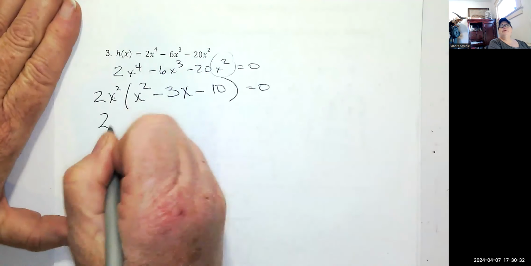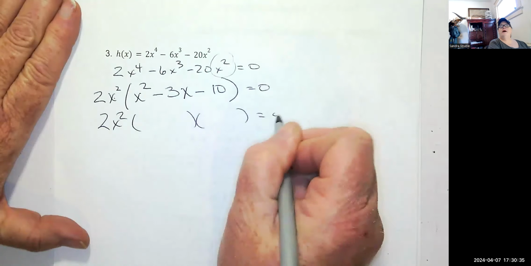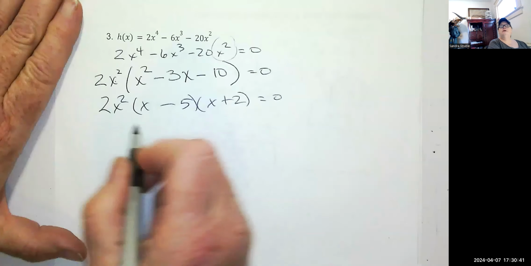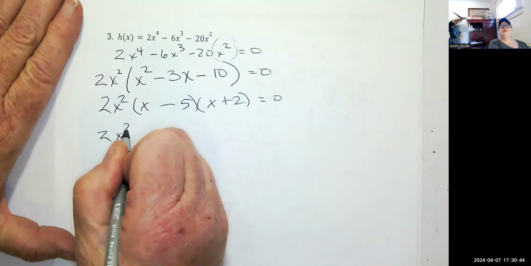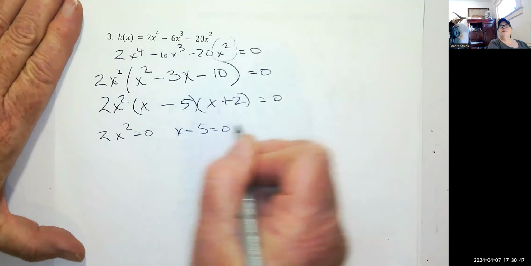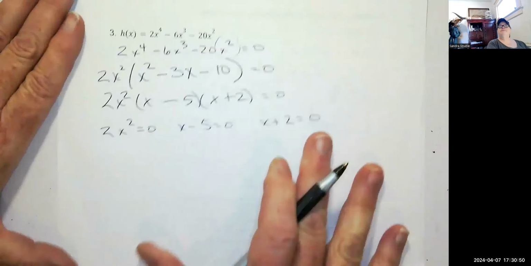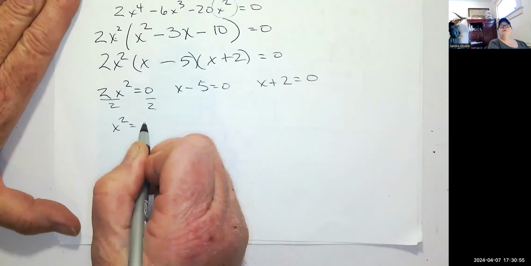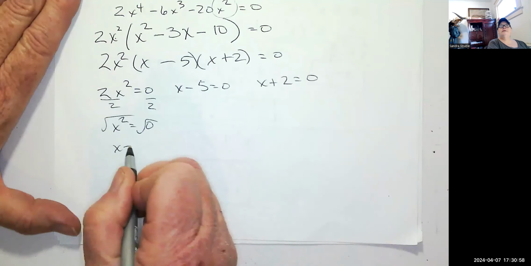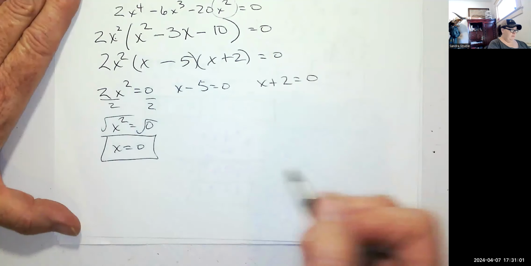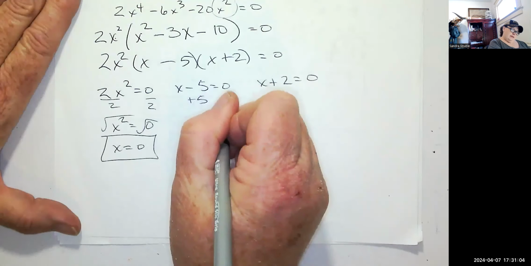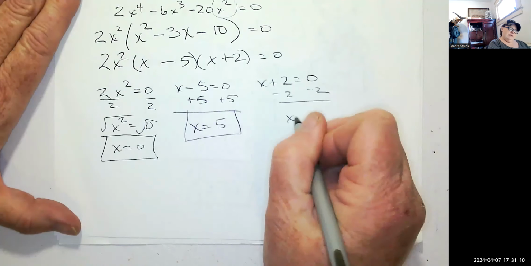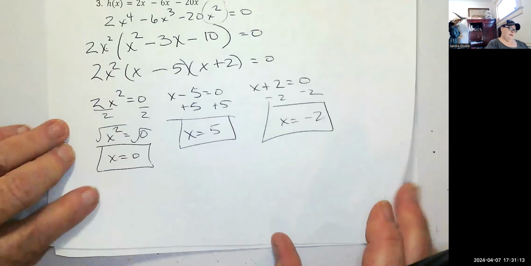All right, I can keep going on this. 2x squared, factor this bad boy out. X, 5, 2, negative, positive. Set each of those equal to 0. X minus 5 equals 0, and x plus 2 equals 0. Divide both sides by 2. X squared is equal to 0, square root of both sides. X is equal to 0. Counts as 2 of them. The next one, I add 5 to both sides. So x is equal to 5. There's my next one. Subtract 2 from both sides. X is equal to -2. And there is the last of my zeros.